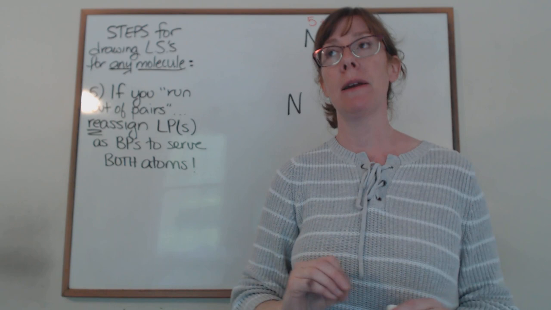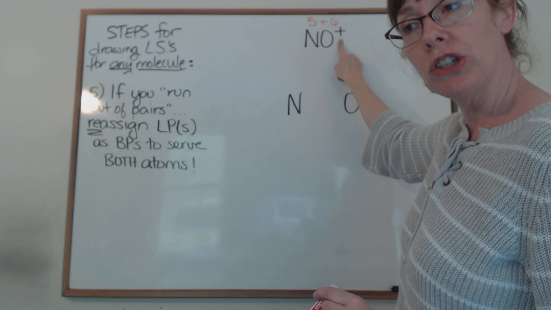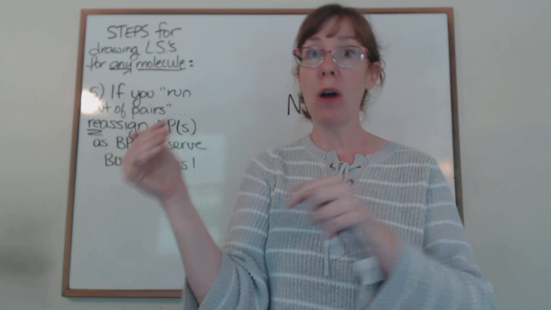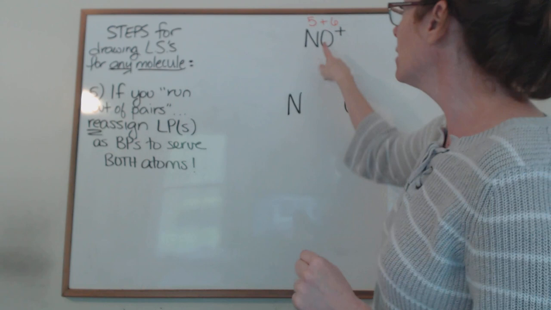Here's the issue. This is a cation, okay? It has a +1 charge. If you have a cation, what that's telling you is that you have lost electrons. Remember, the only way you get a charge is by the coming or going of electrons, okay? So a cation has lost electrons, and how many electrons has it lost? Well, if it has a +1 charge, it lost 1 electron.